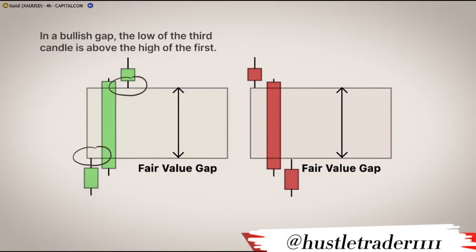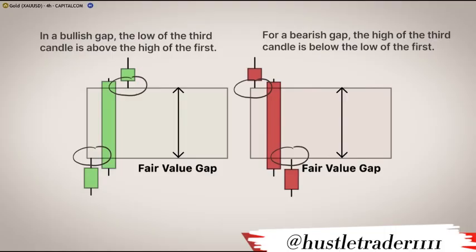To spot a fair value gap, look at 3 candles in a row. In a bullish gap, the low of the third candle is above the high of the first. For a bearish gap, the high of the third candle is below the low of the first.